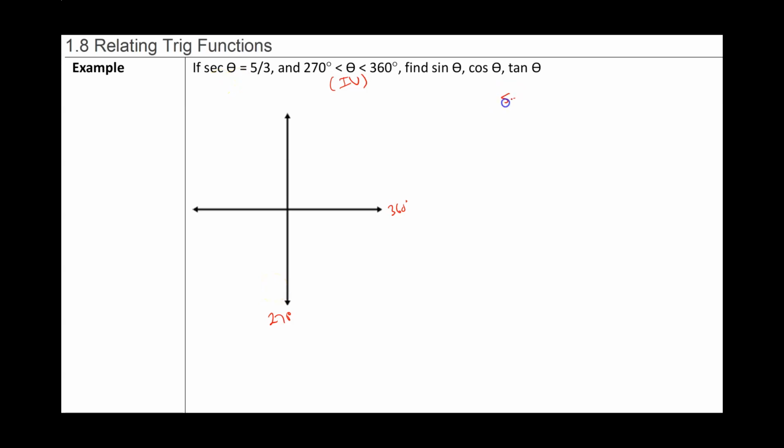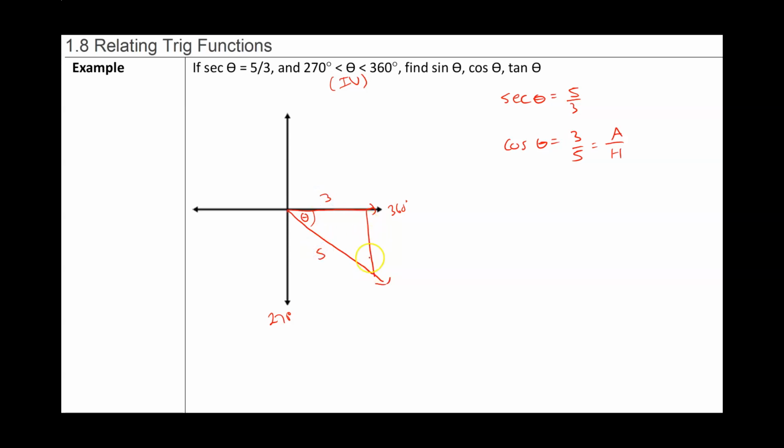Because I'm given that secant of theta is equal to 5/3, the first thing I'm going to do is find cos theta, which is 3/5. That way I can know what the adjacent and the hypotenuse is. Remember, theta is always made with the x-axis and the terminal side, okay? If this is theta, then the adjacent side is 3 and the hypotenuse is 5.